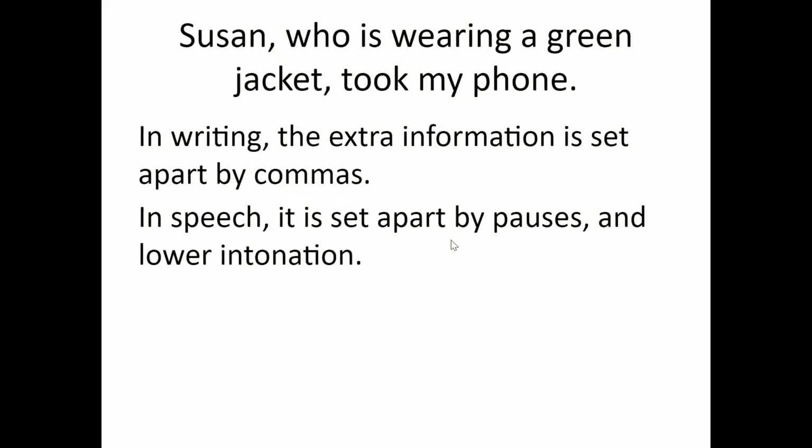Well, in writing, you would indicate it by the commas. So in writing, the extra information is set apart by commas. In speech, it is set apart by a small pause and lower intonation. So for example, Susan, who is wearing a green jacket, took my phone. There's a small pause at both of these points, and the intonation goes down. So to compare, the riders who completed the race were exhausted. The riders, who completed the race, were exhausted.